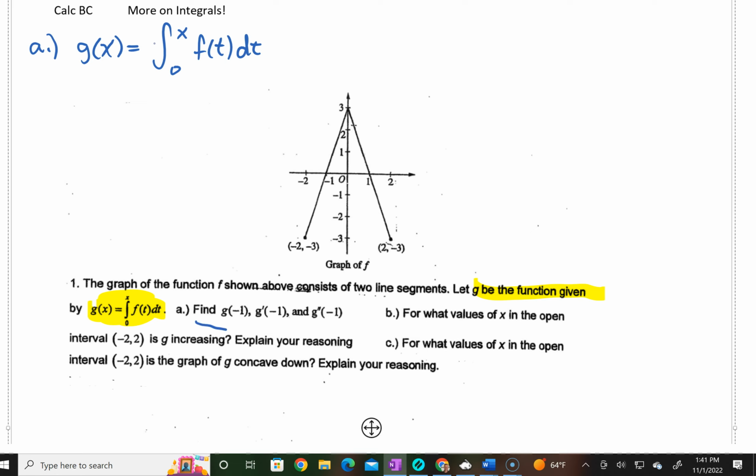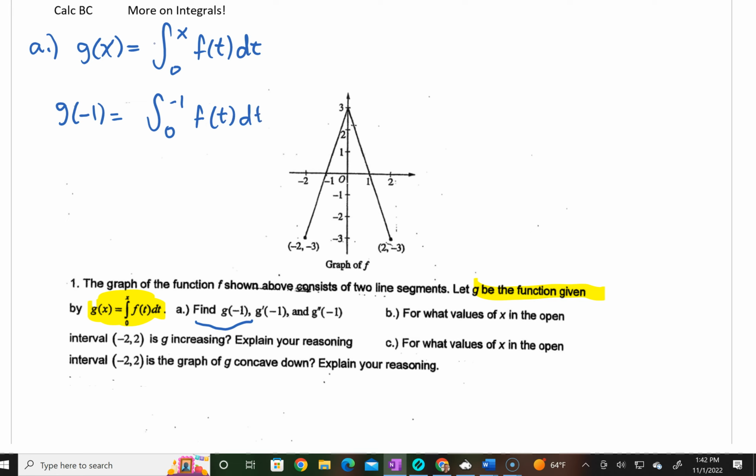The very first thing they're going to say is find g of -1. G of -1 is going to be the integral from 0. Now this x became -1. That means I'm going to make my upper bound become -1. Look at that. But I don't want the integrand, the inside of the integral, to be thought of as really just f of -1, which would just be a constant if you think about it.